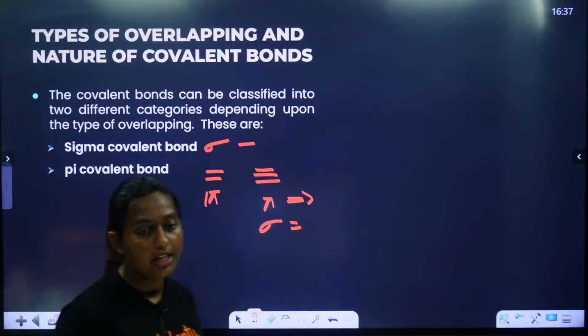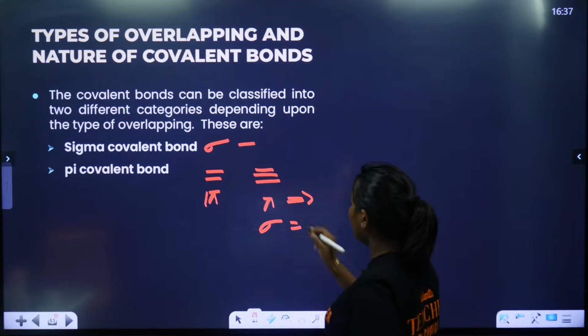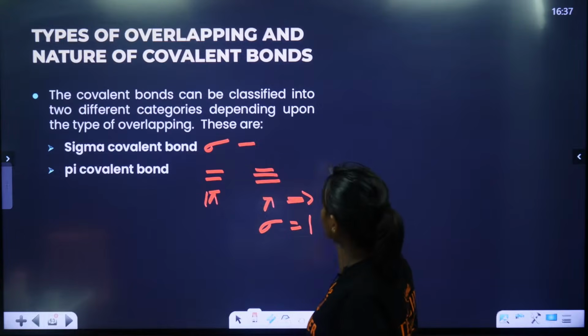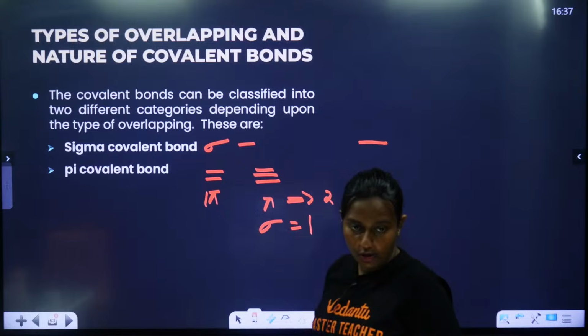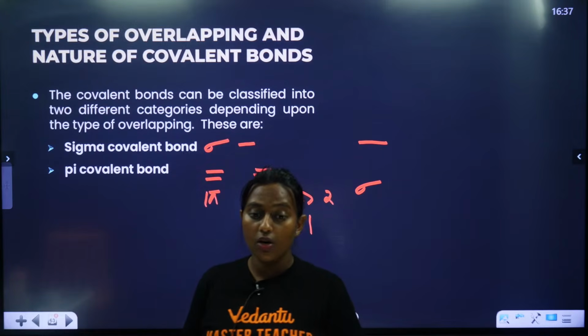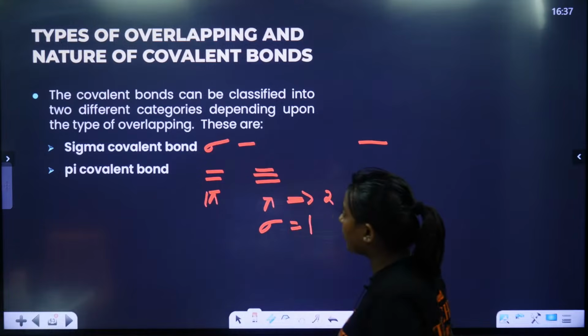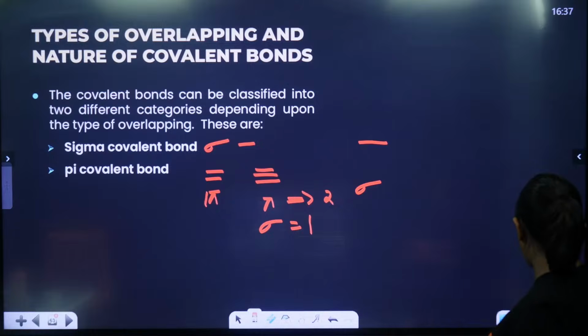Yes, very good, David. One sigma and two pi. When you consider a triple bond, one sigma bond is there and two pi bonds are there. When you consider a single bond, only a sigma bond is there. So this is the concept. The covalent bond can be classified into two different categories: one is sigma bond, another one is pi bond.